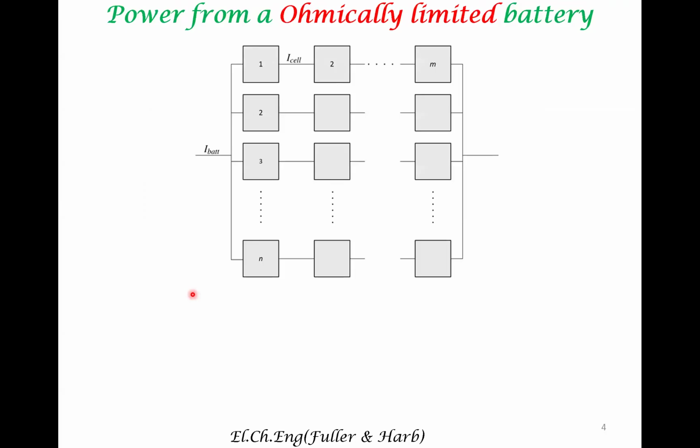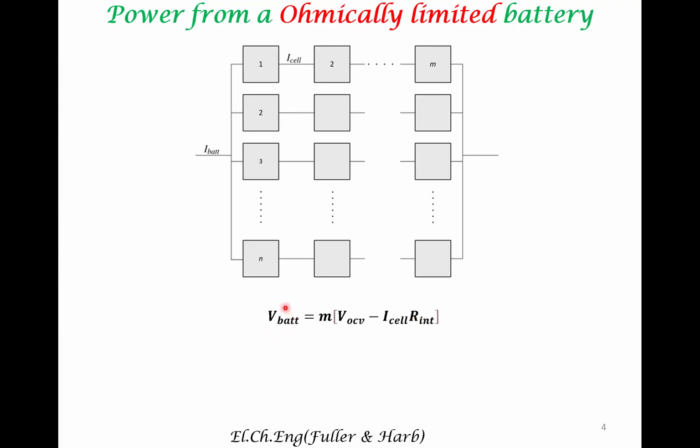So in many cases, we also notice and assume that the battery is ohmically limited. What do we mean by that? The most significant loss in a battery is because of ohmic drop. That is, the resistance of the battery contributes to the major voltage loss. Therefore, the voltage that can be obtained from an individual cell is the open circuit voltage of an individual cell minus I cell times the internal resistance of the cell.